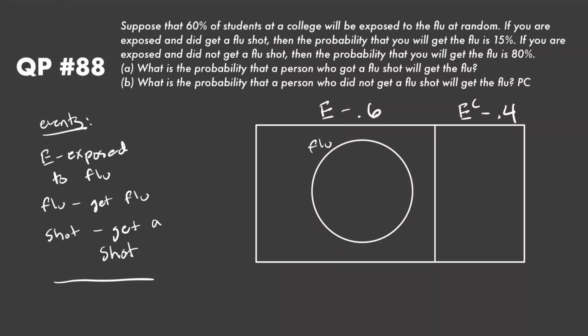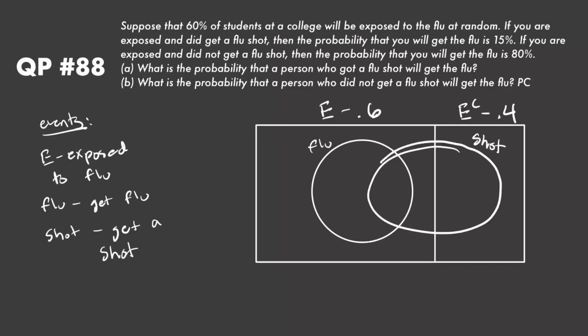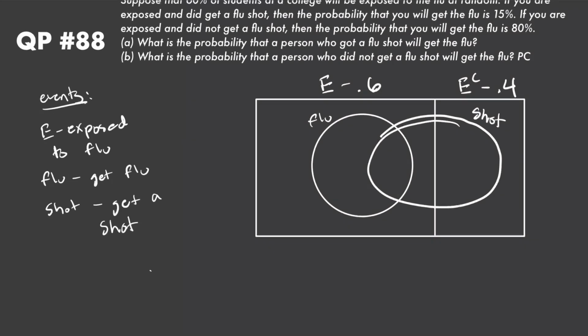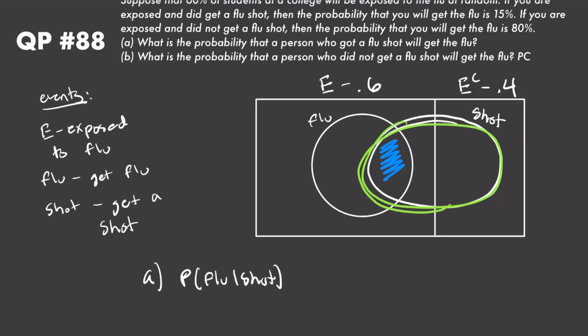Okay, so this is going to be our bubble flu right here. Now for the event that you get a flu shot, well, that can intersect with all three of these areas over here. That's just because you can get a flu shot and any of the other events can happen at the same time, right? Okay, so now in part A, it's asking us, what is the probability that a person who got a flu shot will get the flu? So the probability of flu given shot, basically. So they're asking me, given that I got a shot, I'm in this bubble, what's the probability I got the flu? So the blue part divided by the green part.